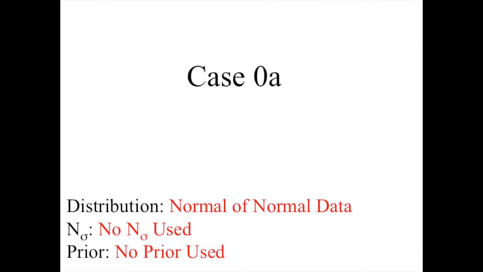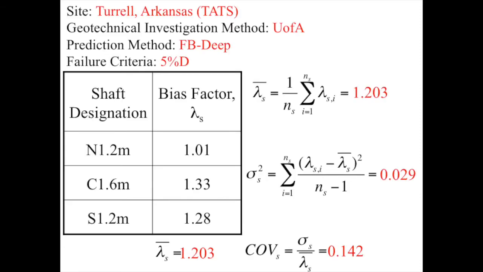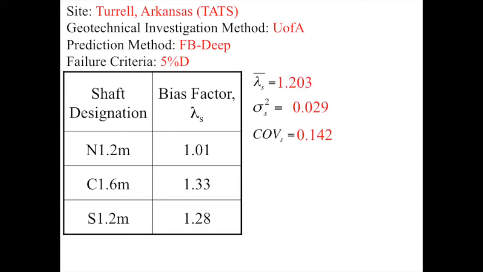The first case, identified as case 0A, represented a case in which a normal distribution of normal data was utilized. The n-sigma method and a prior distribution were not utilized when evaluating this case. For this case, the obtained mean value for the bias factor was 1.203, and the obtained amount of variance within the bias factors was 0.029. Moreover, for this case, the mean and variance of the sample data and the mean and variance of the posterior distribution were the same respective values.